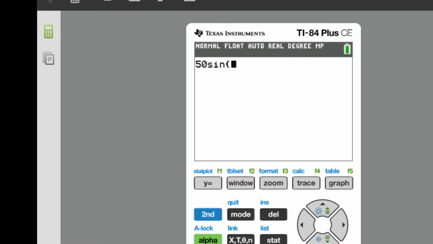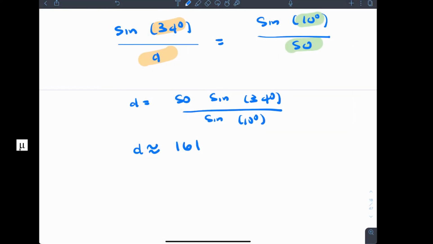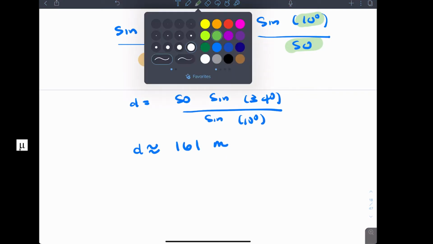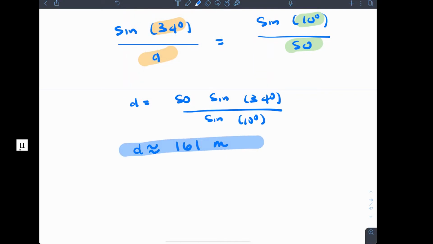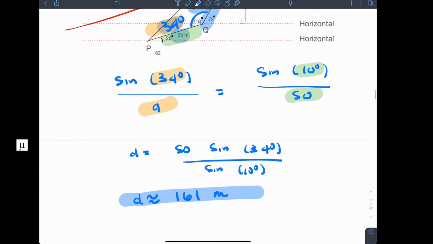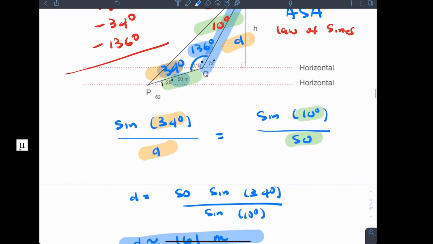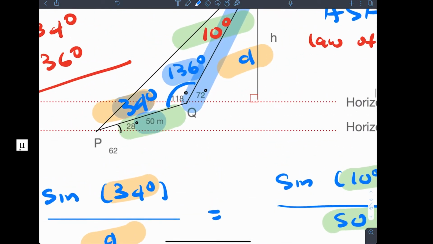34 divided by sine of what? 10. 161. Is that true? And I don't know, is that feet, I guess? Meters? I don't remember. So there you go, ladies and gentlemen, 161 meters here. So that's D.